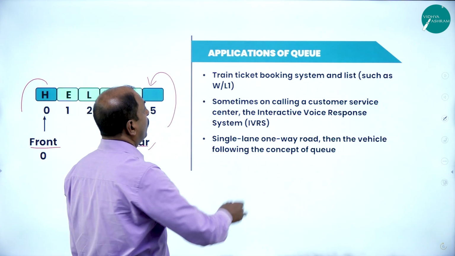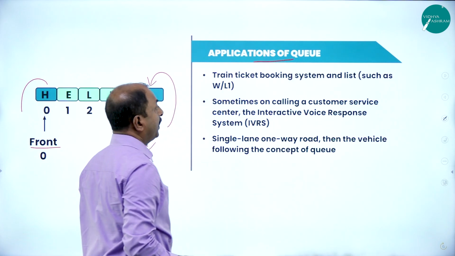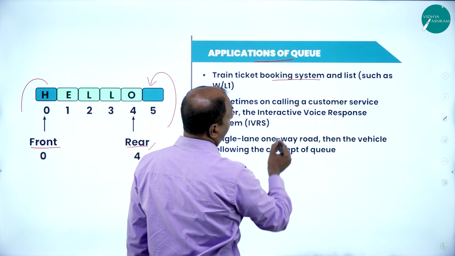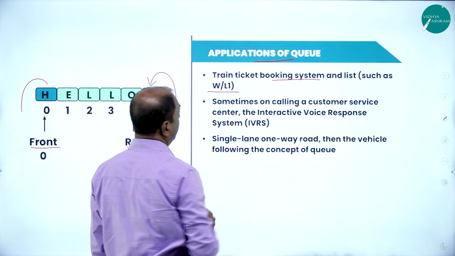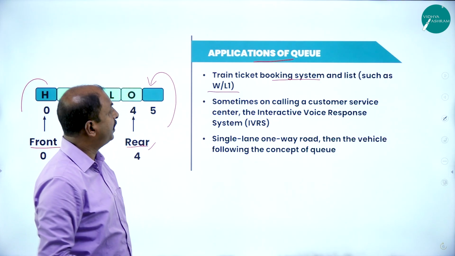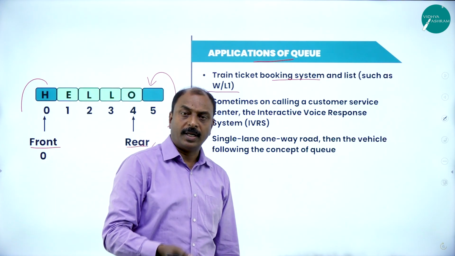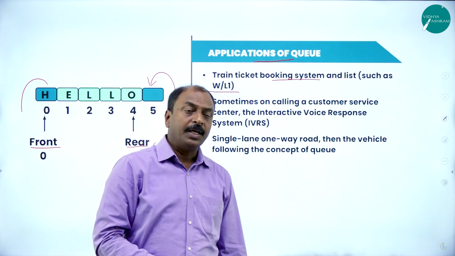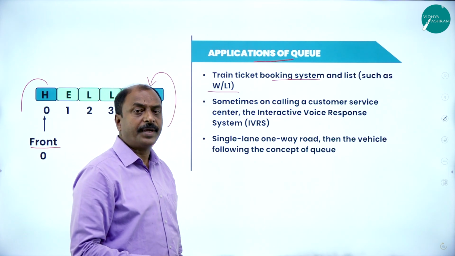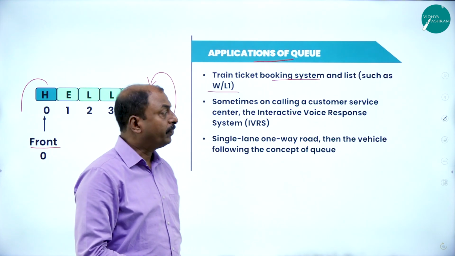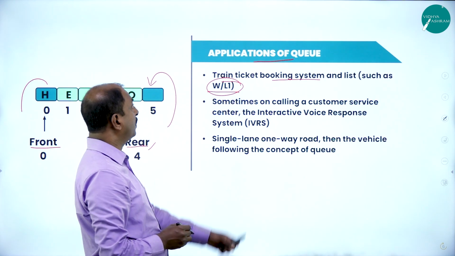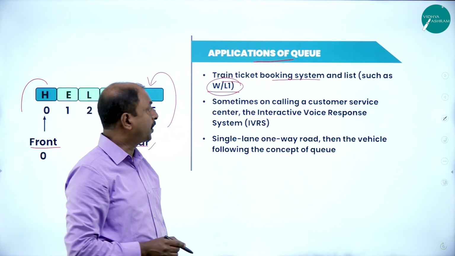Now let us see what are the different applications of a queue. First is the train ticket booking system and lists such as a waiting list. This is an example you might have come across in your day-to-day life. Whenever you book a railway ticket online or at the ticket counter, if there are no vacant seats available, then you will get a number that's called a waiting list. So the waiting list is an example of an application of queue.